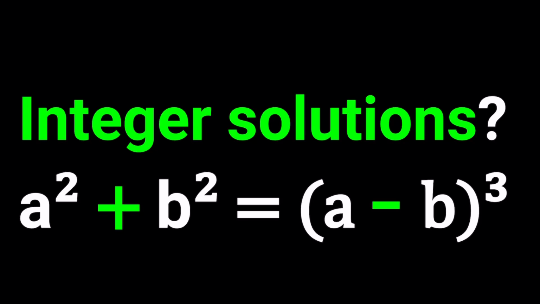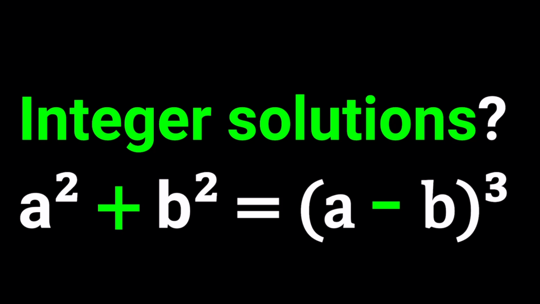Hello everyone. In this video we're going to be solving a Diophantine equation. We have a squared plus b squared equals (a minus b) to the third power. A and b are integers. That's why this is called a Diophantine equation. And we're going to be solving for a and b.